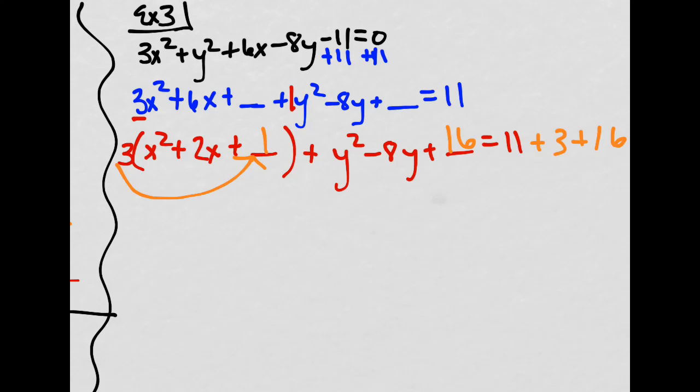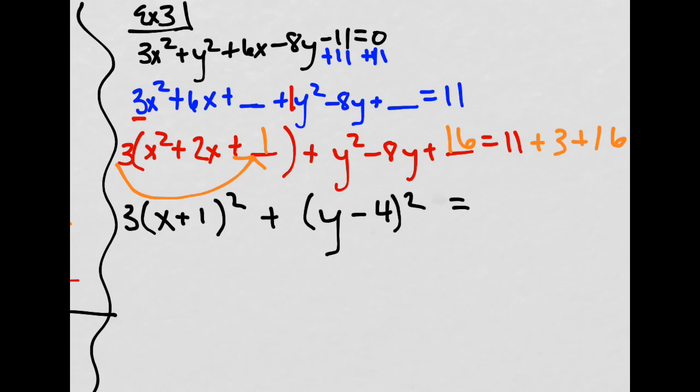So when I rewrite all this, I'm going to have 3 times, because I'll leave the 3 outside, 3 times x something squared. So what is it going to be? Plus 1, plus y minus 4 squared, equals 30.